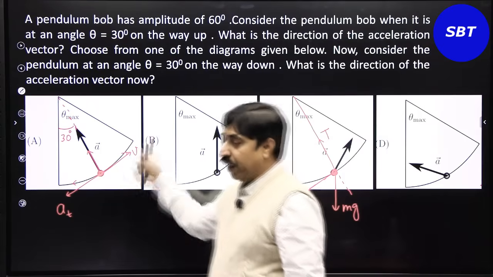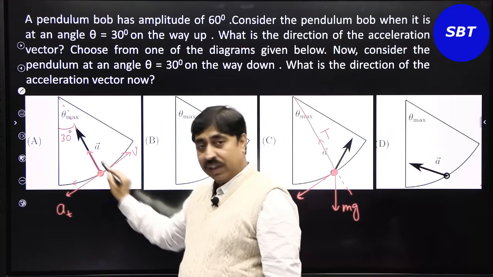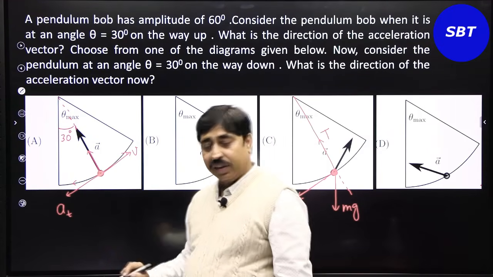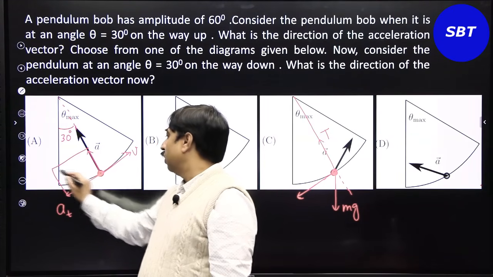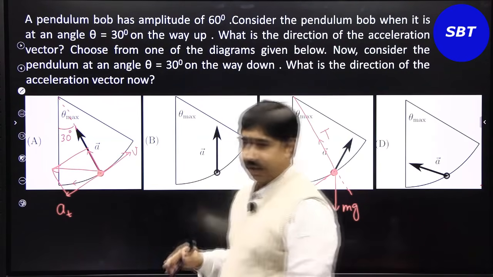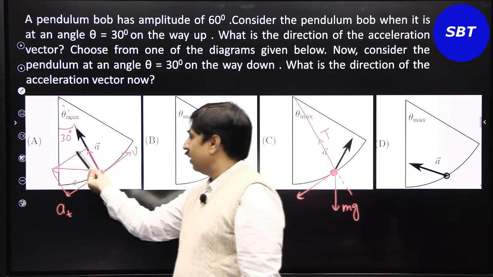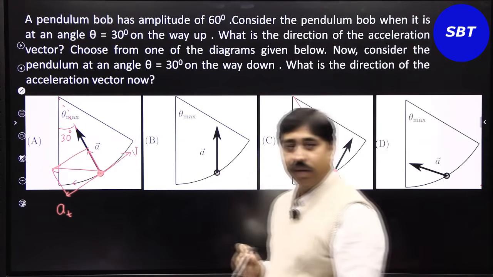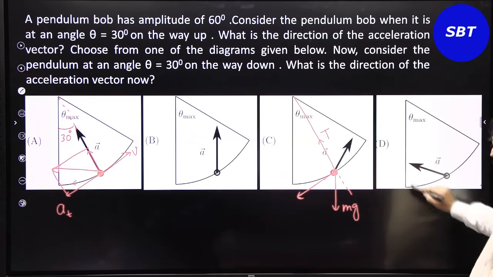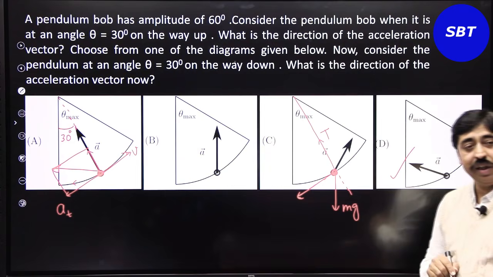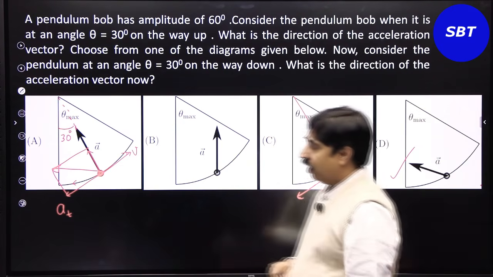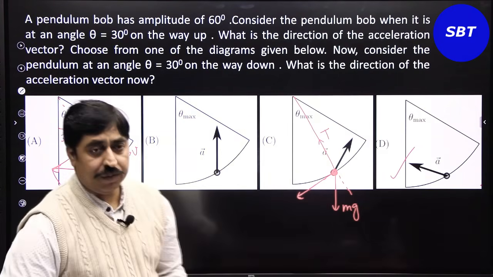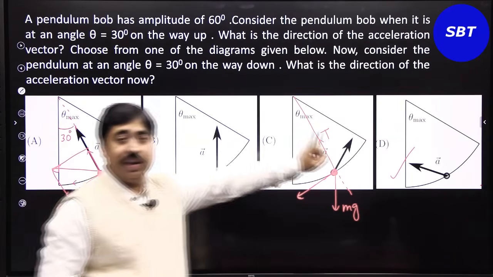Now when the pendulum is going up, there is a radial acceleration, there is a tangential acceleration. If you vector sum these two, you will get a vector in this direction. Depending on the magnitude of this and this, it can be this way, this way, this way, or this way. So the correct direction has been shown in option D. It is not towards the center, it is not along the tangent, it is somewhere midway between the tangent and the radial direction. So the answer to the first question is D.